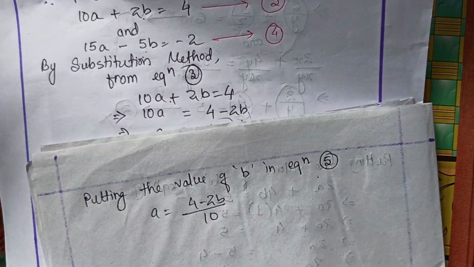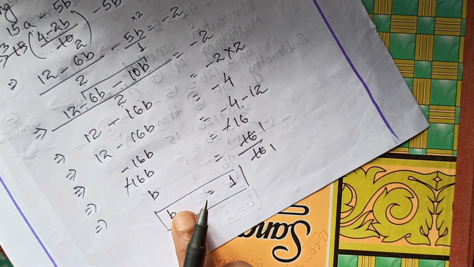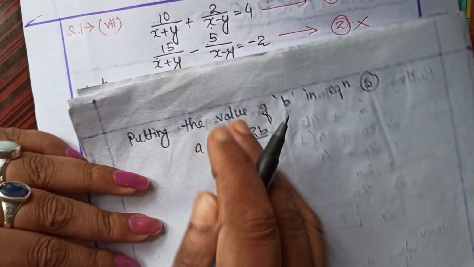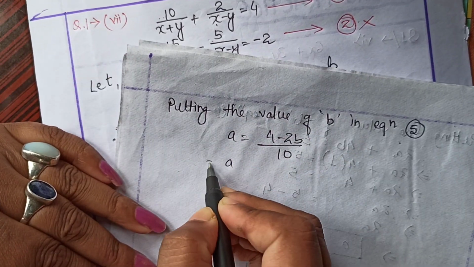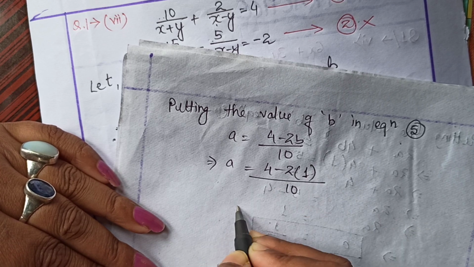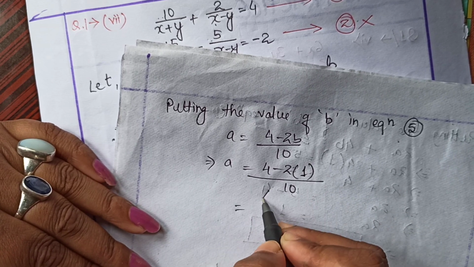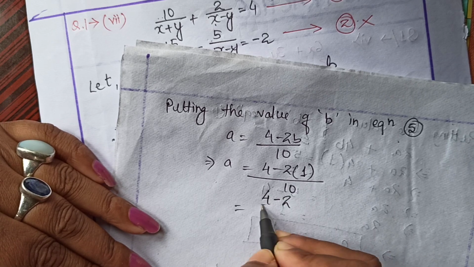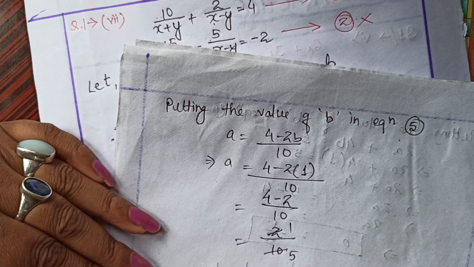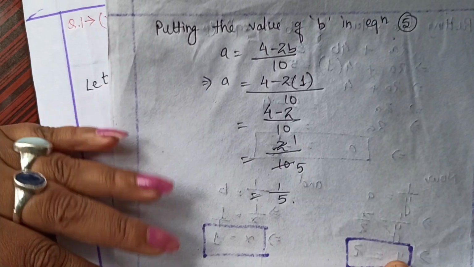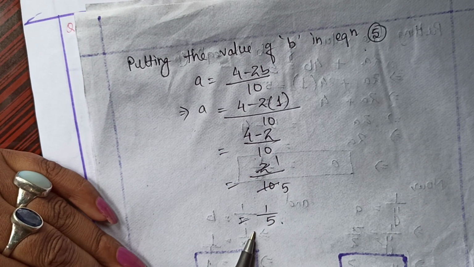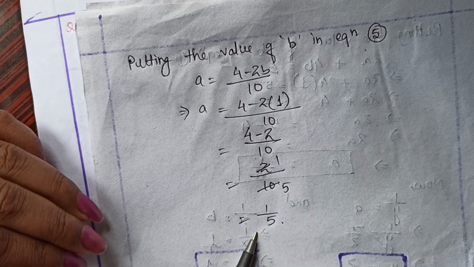So let us do it now. You can see here B we got 1. This B equals 1 we will put in this equation. A equals (4 minus 2 in place of B, we put 1) by 10. This equals (4 minus 2 1 2) by 10. 4 minus 2 will be 2 by 10. 2 1 2, 2 5 10, equals 1 by 5. So you can see that the value of A we got is 1 by 5, and B we got before is 1. So here our substitution method is completed.